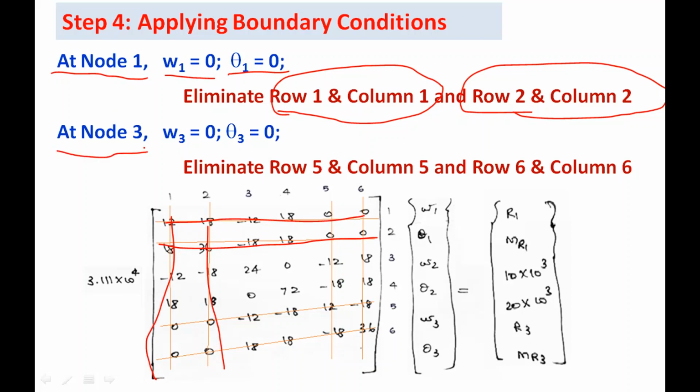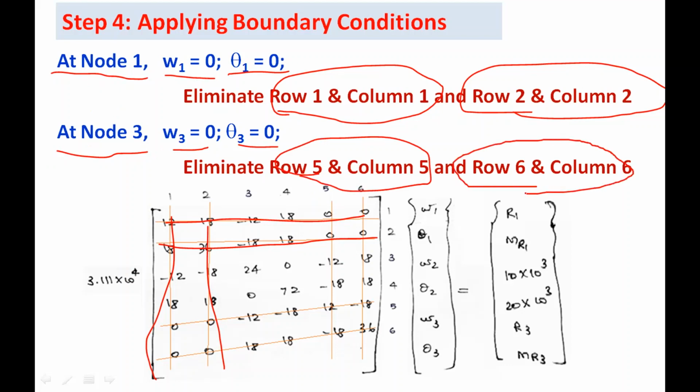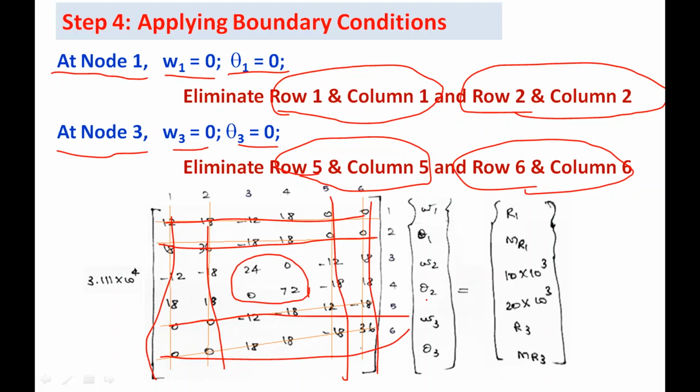At node 3 also fixed end, so W3 is 0, theta 3 is 0. So eliminating row 5 column 5 for W3, row 6 column 6 for theta 3. After eliminating, we will get this 2 by 2 matrix and this 2 degrees of freedom, and the right hand side we will get only this one. So we can eliminate all these. The 2 by 2 matrix we can easily solve by using calculator. So only after applying the boundary condition we are able to solve any problem.